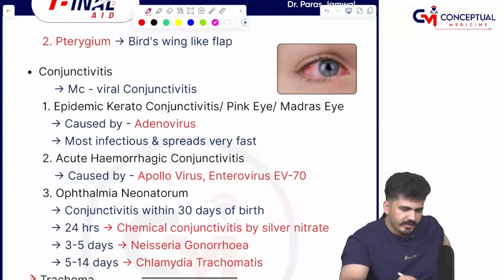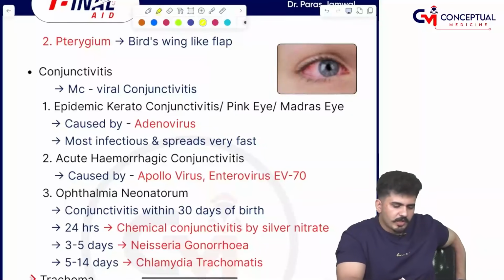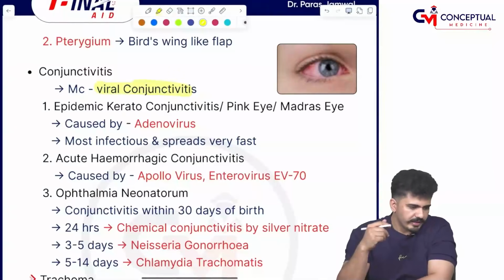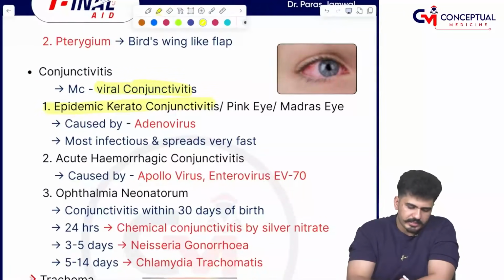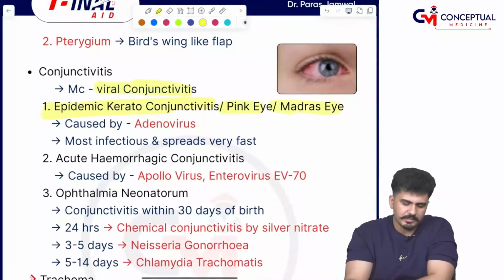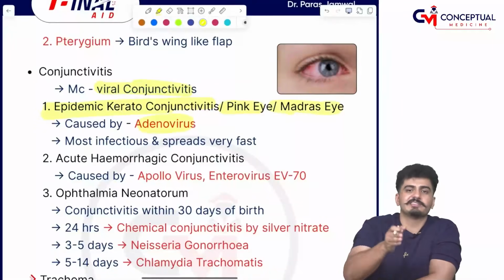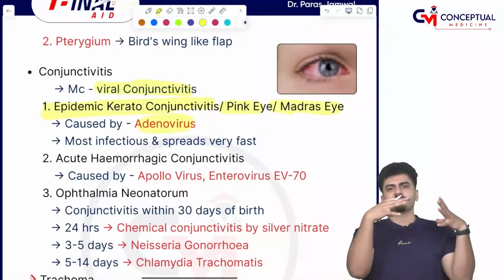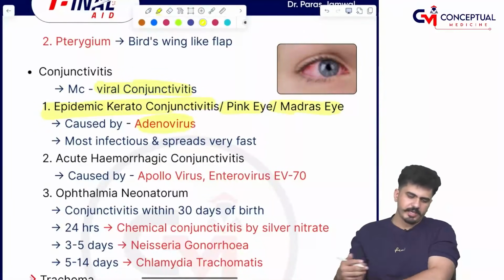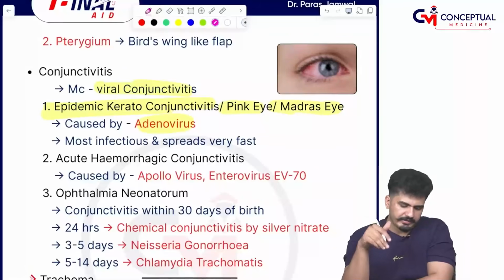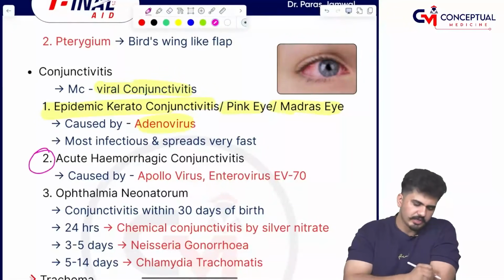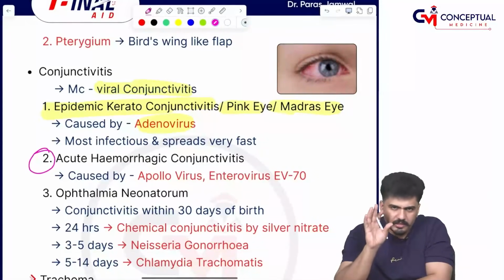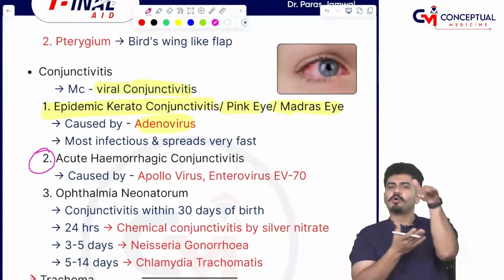Conjunctivitis, sir. Most common cause is viral. Different types of conjunctivitis we have to talk about right now, sir. Epidemic keratoconjunctivitis, pink eye, Madras eye, shipyard eye, caused by adenovirus. Viral is most common. We wear glasses and the eyes become red. So it easily spreads from one person to another person. So this is mostly infectious and spreads very fast. Acute hemorrhagic conjunctivitis: an easy way to remember is whenever there is a hemorrhage, we'll go to the Apollo hospital.